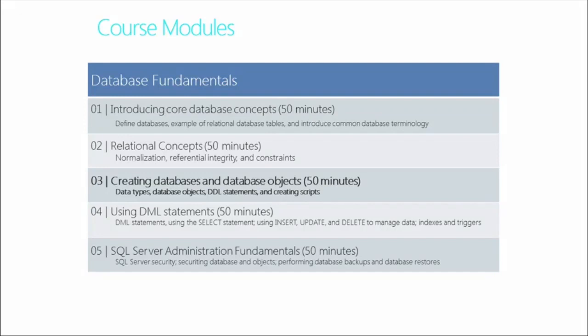But let's just review. In Module 1, we talked about core concepts of databases, some terminology, things that we've covered. Then in Module 2, we talked about referential integrity and normalization and a little bit of modeling, but not quite modeling. We didn't get into some of the details of modeling, but we talked about referential integrity, normalization, a little bit about constraints. And now, finally in Module 3, we're actually going to create our first database.